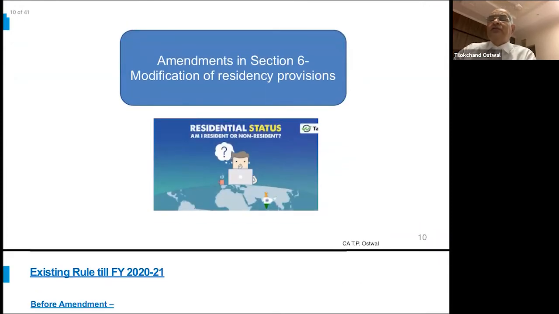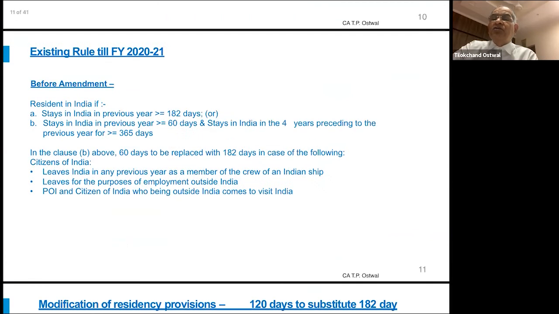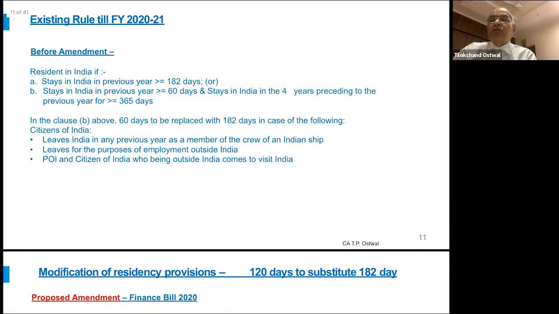Now, what happened? What was the reason for the amendment to Section 6 of the Income Tax Act in India? Modification in residential status. Now, the existing rule, of course, everybody knows. I don't have to labor much about it to explain. If you are in India less than 182 days, you are non-resident. If you are in India less than 182 days, that means more than 182 days abroad.